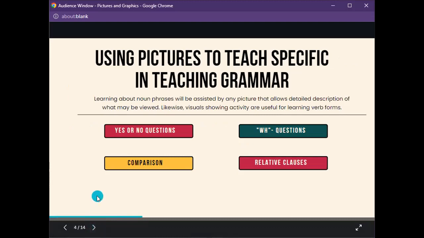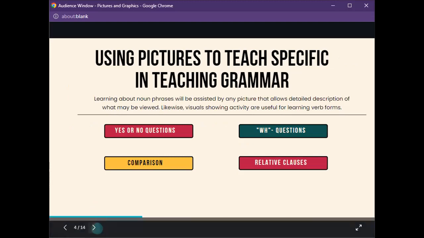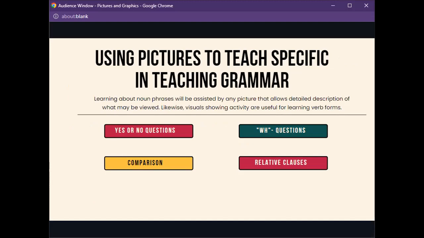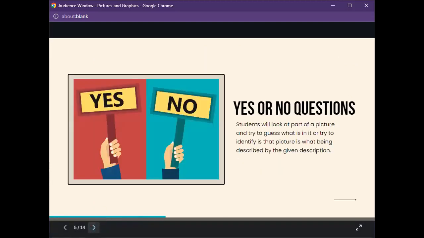Using pictures to teach specific topics in teaching grammar. So we have here yes or no questions, WH questions, comparison, relative clauses. So first, we have yes or no questions.